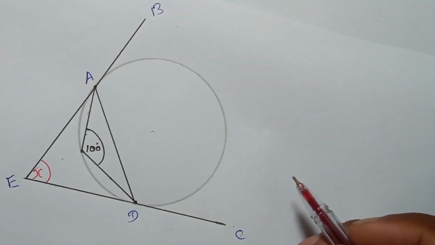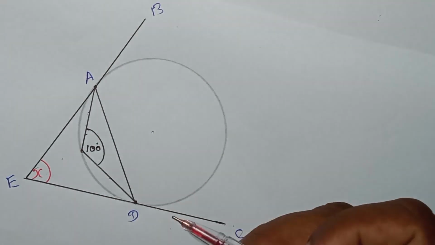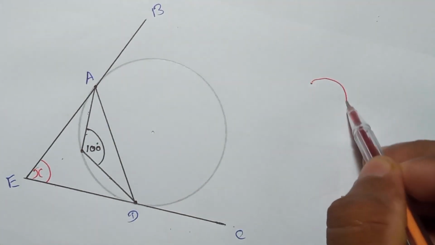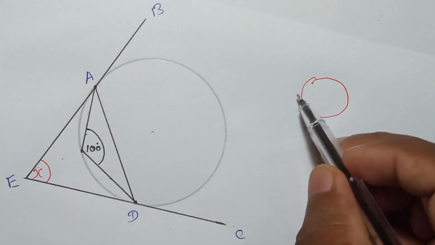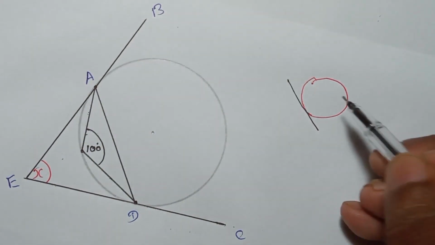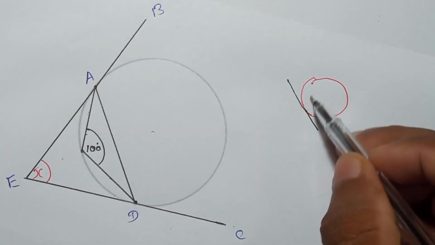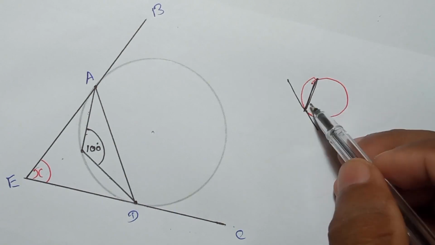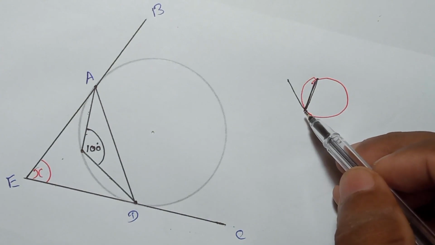Okay, now this question, let's try to do. And here also you have to use the alternate segment theorem, right? Now I will explain that. Think when you have a circle, right? If you make a tangent to that circle like this, and at this tangent point, if you make a chord like this, now when you have this type of situation, you can consider two alternate angles.